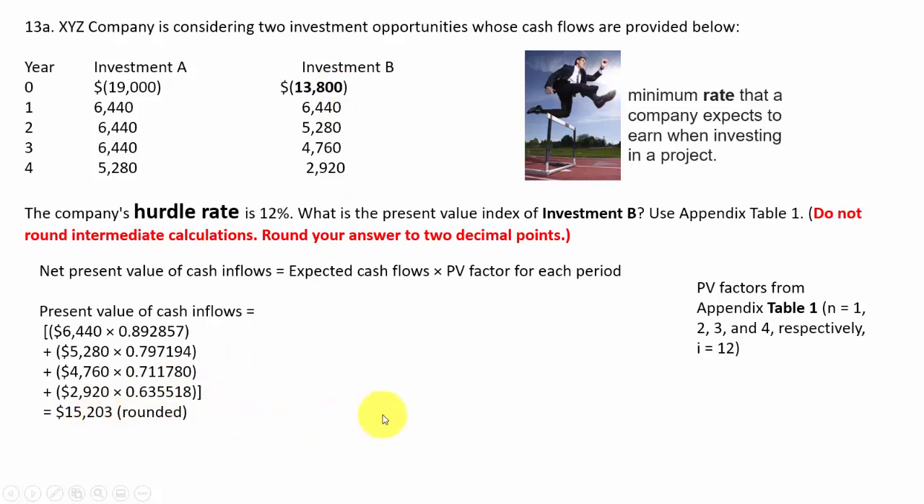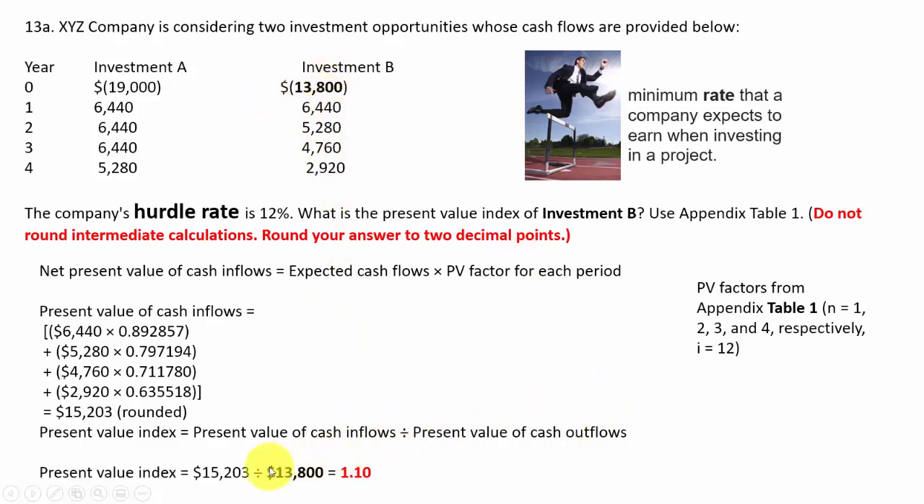But that's not where they want you to stop. They want you to come up with the present value index. So the present value index will be the present value of the cash inflows, which would be the $15,203, divided by the present value of the cash outflows. And remember now, both of these cash flows are now in time 0. They've both been discounted back to the present, which is time 0. So that'll be $15,203 divided by $13,800, which is the cash outflow, and our present value index is 1.10.